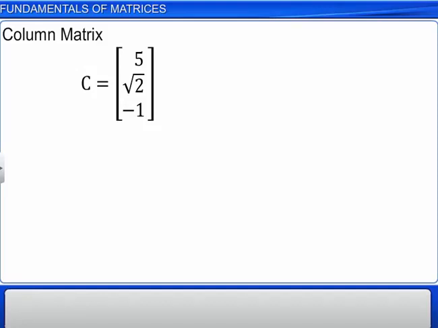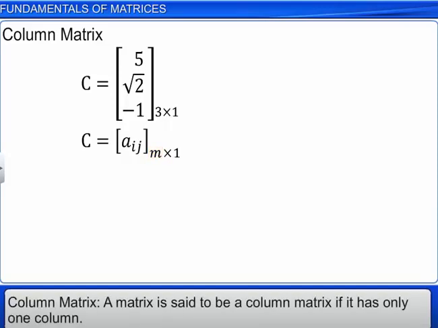In a column matrix, each row will have only one element. The matrix shown here is of order 3 by 1. The general representation of a column matrix having m rows is as shown. A matrix is said to be a column matrix if it has only one column.